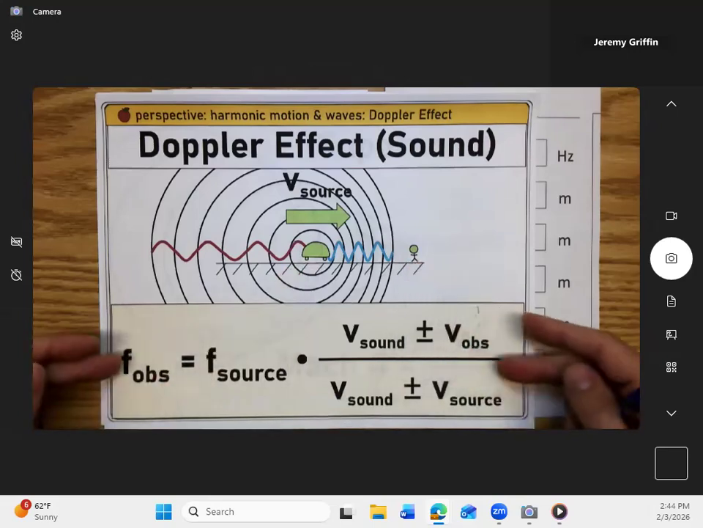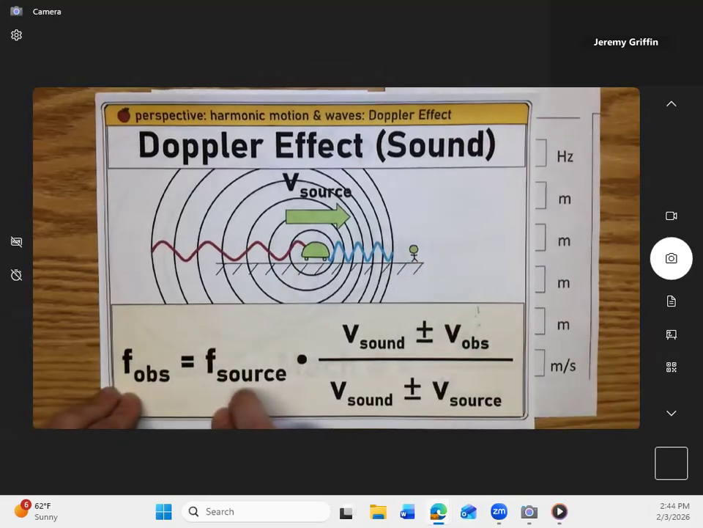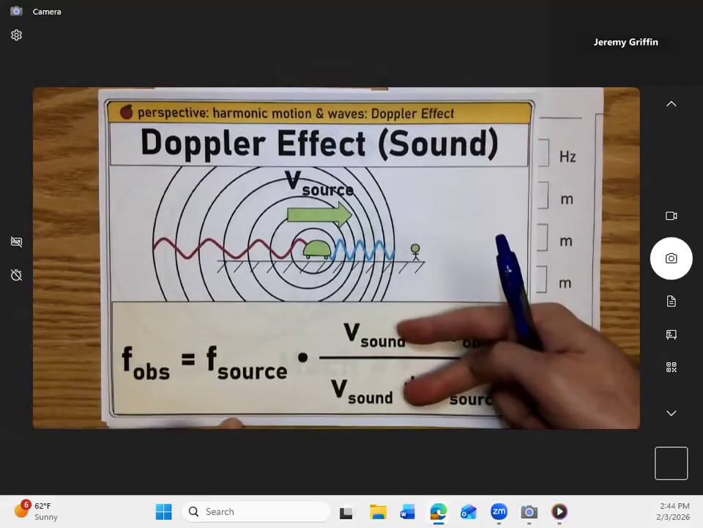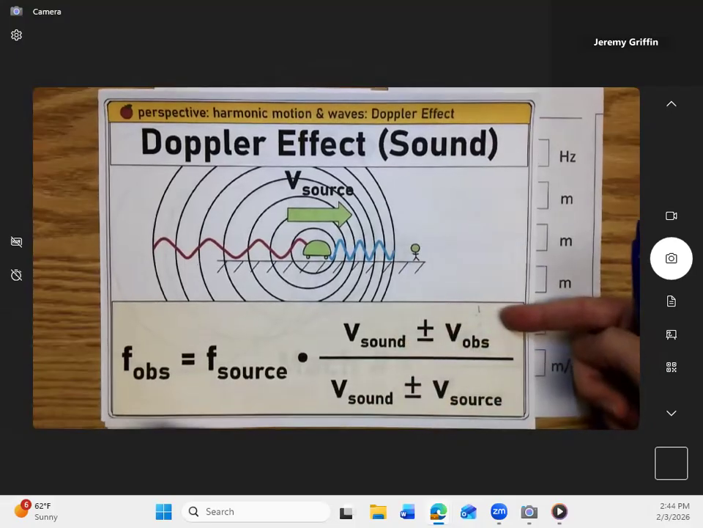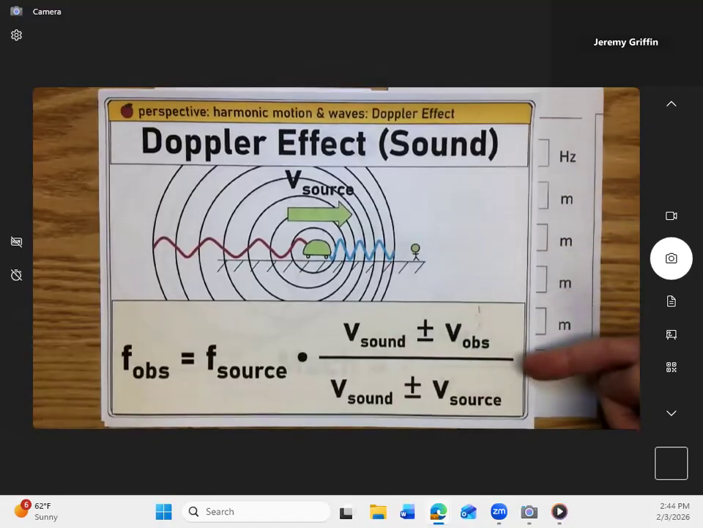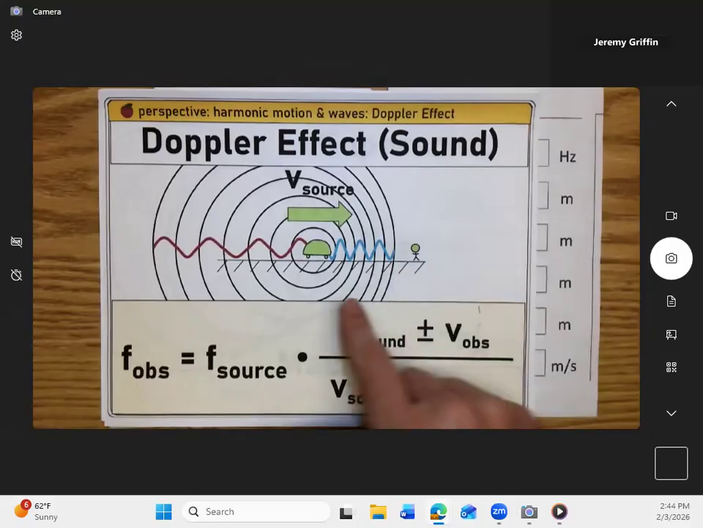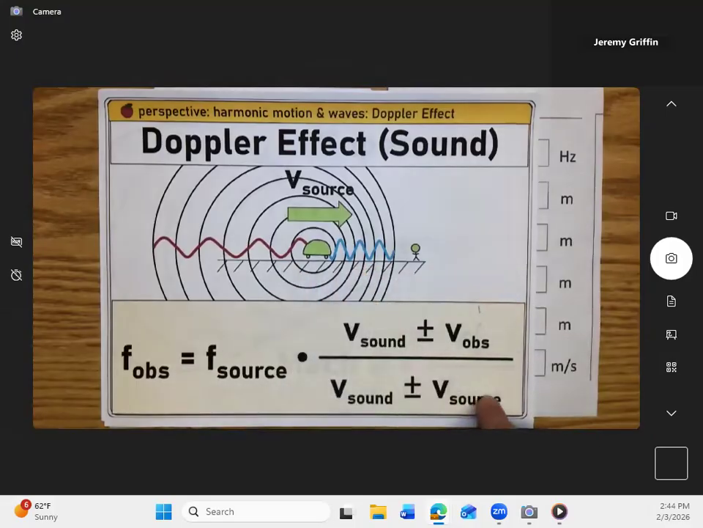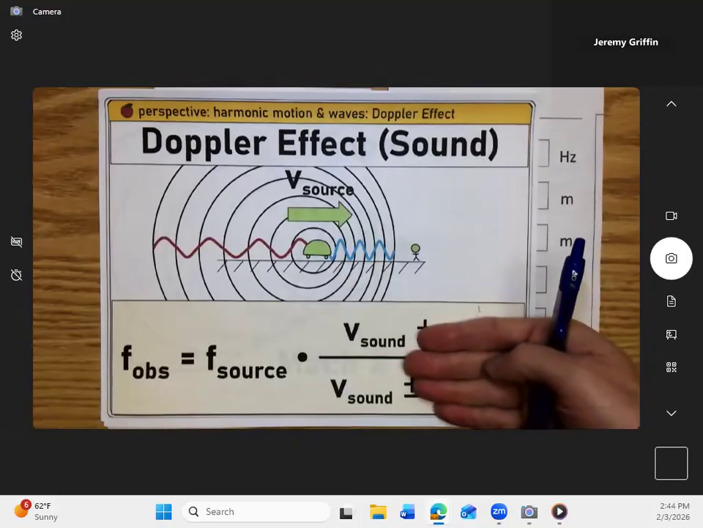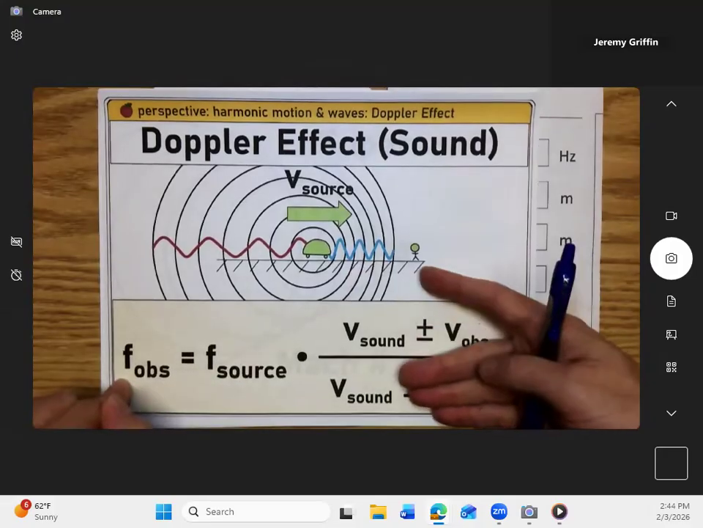What does this formula say about this? This says what the observed frequency is compared to the source frequency. I've got the speed of sound, plus or minus the observer velocity. Maybe this guy's running back and forth. That's this right here. And then down here I have plus or minus the velocity of the source, so that could be the car in motion. Again, if this is zero and this is zero, what is the speed of sound divided by the speed of sound? One. So whatever the source frequency is times one, this guy also observes it.